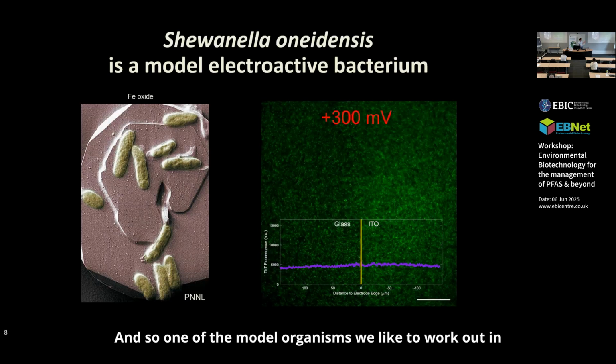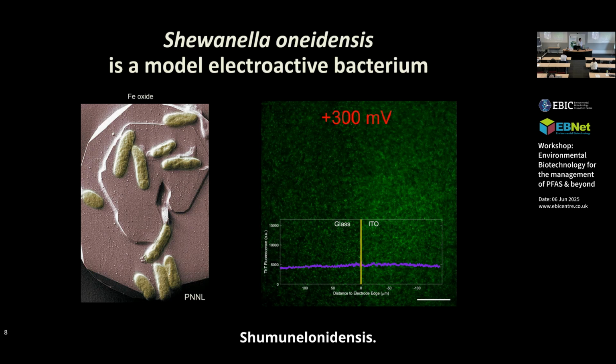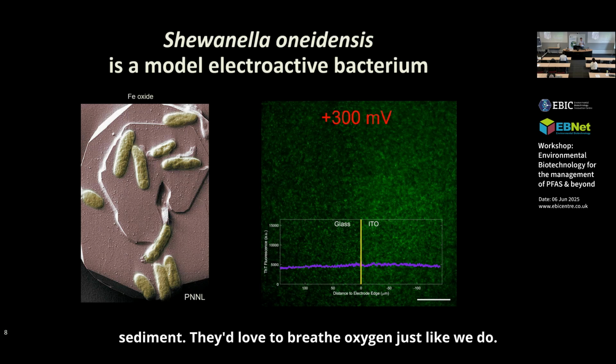And so one of the model organisms we like to work on in my group is Shewanella oneidensis. These are the cells you see here in green, living on an iron oxide particle. These are facultative aerobic organisms. They live in the bottoms of lakes, in the upper layer of the sediment. They love to breathe oxygen just like we do, but they also have the ability to respire off of many different materials, including this iron oxide that they're living on here. And so these cells are not just living on this particle, they're actually using this particle for their metabolism to produce energy.